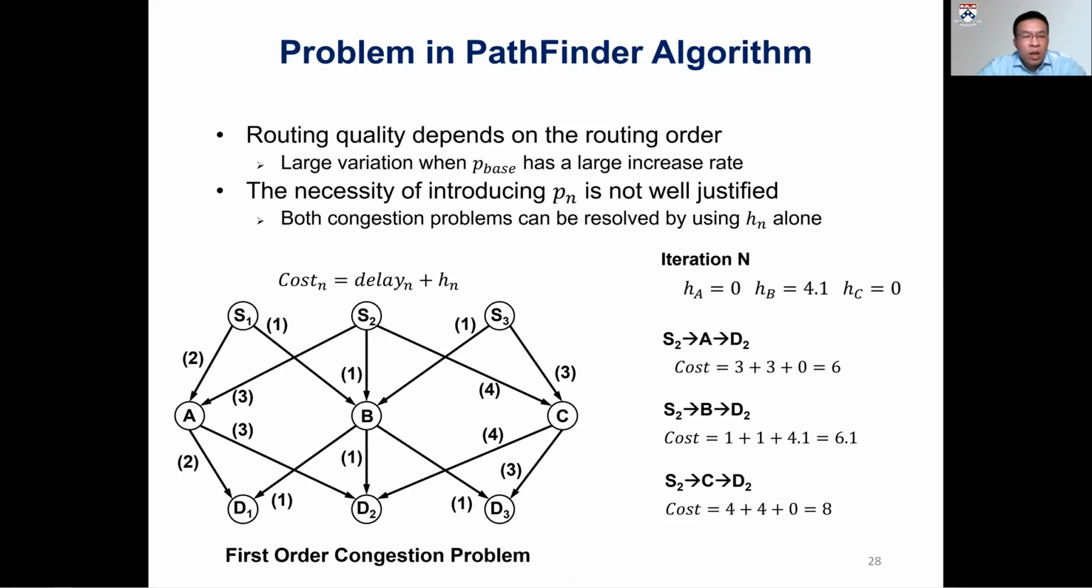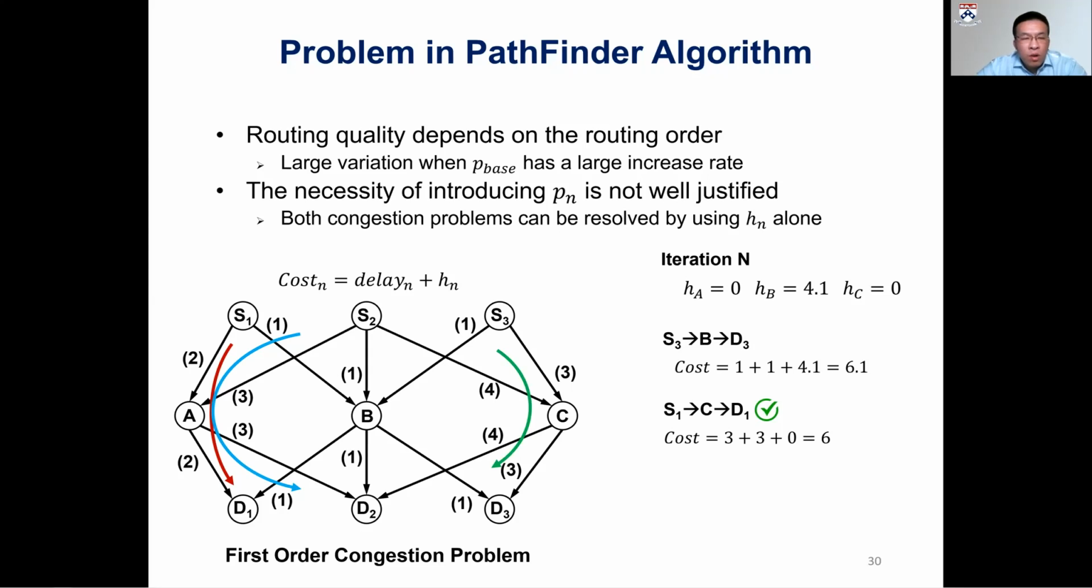So let's take a look at the first-order congestion problem first. In the first iteration, all three interconnections are routed through node B. This increases the coefficient Hn for node B. And when HB is large enough, we can see that the interconnection S2 to D2 will be routed through node A, and the interconnection S1 to D1 will be routed through node A, and the interconnection S3 to D3 will be routed through node C.